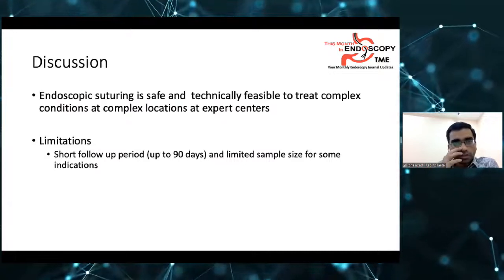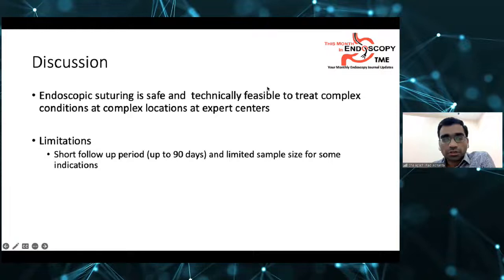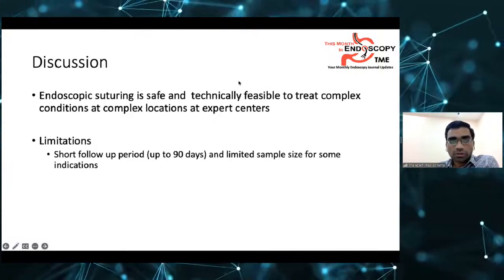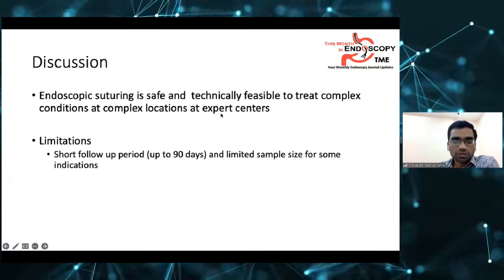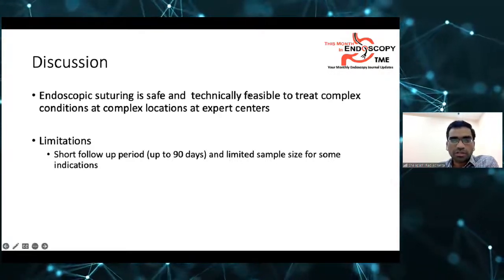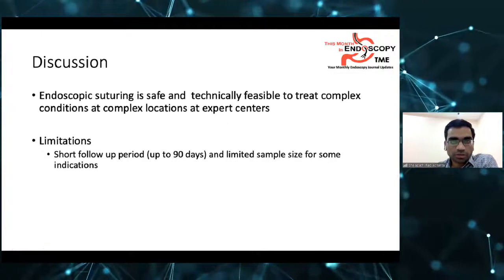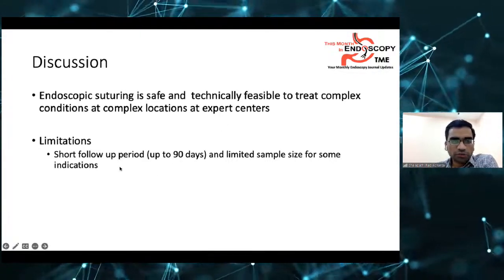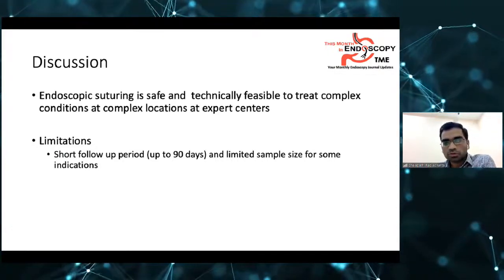So coming to discussion, endoscopic suturing is safe and technically feasible to treat complex conditions at complex locations. That is more important. Though it is done at expert centers, we should all note that all these complex cases are usually referred to expert centers. And in all cases, it is technically feasible and it can be done even at complex locations like the upper esophagus or duodenal locations. The main limitation is the short follow-up period, and it is limited by small sample size, especially for post-operative leaks.